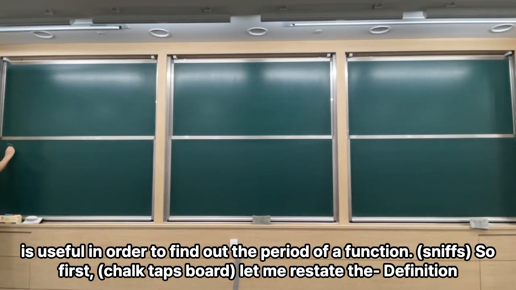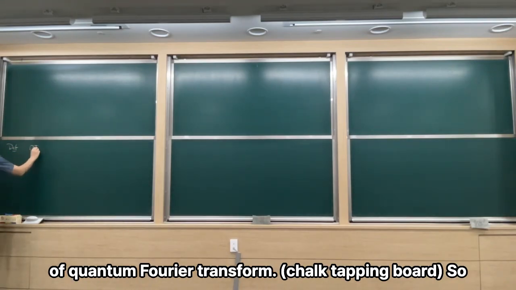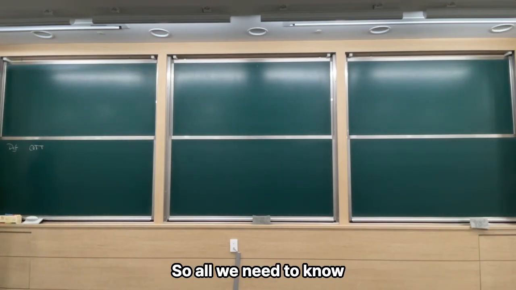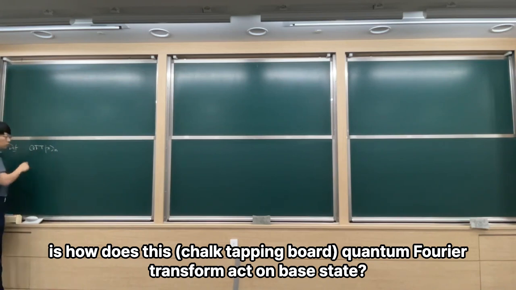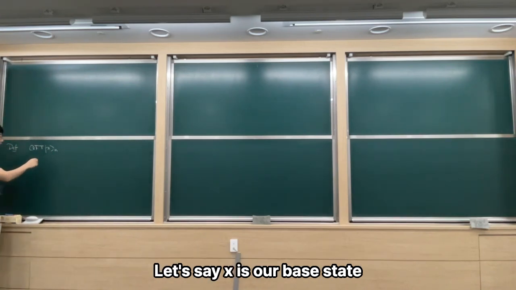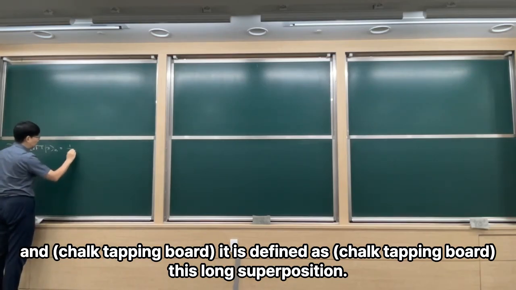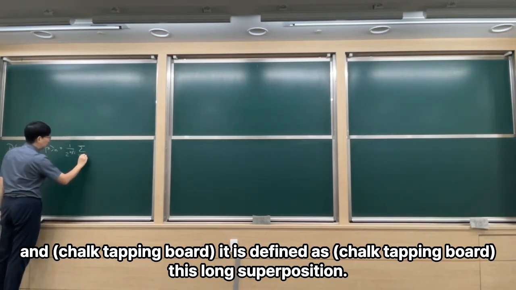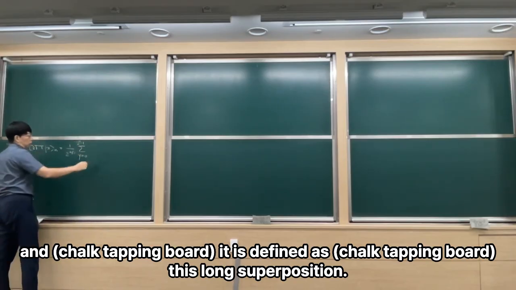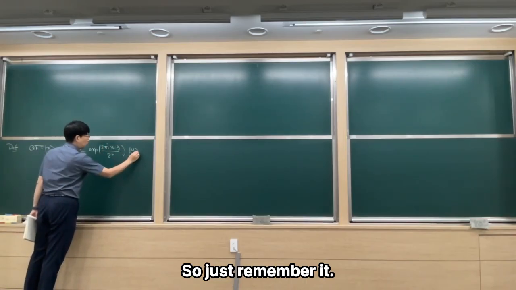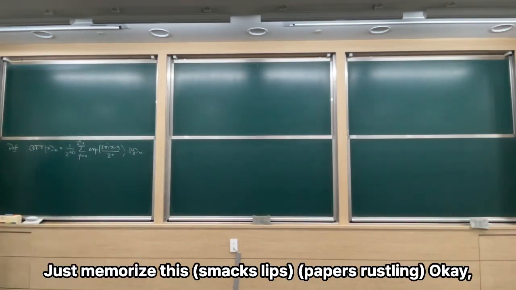So first, let me restate the definition of the quantum Fourier transform. It's a quantum gate, which means it's a linear transformation. So all we need to know is how this quantum Fourier transform acts on a base state. Let's say x is a base state of an n-qubit state, and it is defined as this long superposition. So just memorize this.